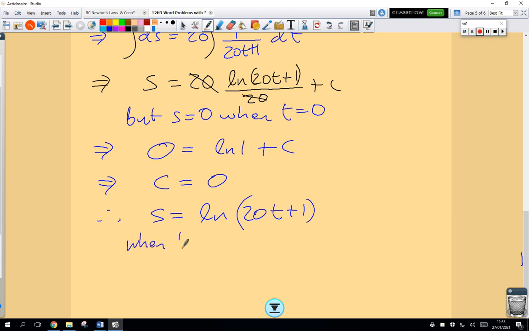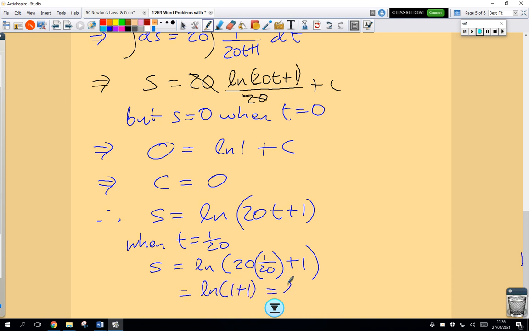So when t equals 1 over 20, s is equal to the natural log of 20 times 1 over 20 plus 1. 20 times 1 over 20 is, of course, just 1. So we get the natural log of 1 plus 1, which is the natural log of 2. And that's the displacement. The units will be meters. And that's an alternative solution.